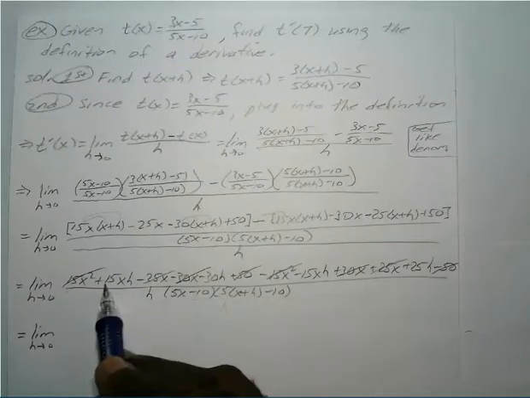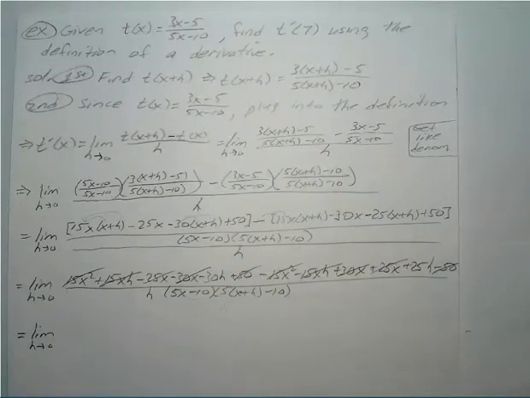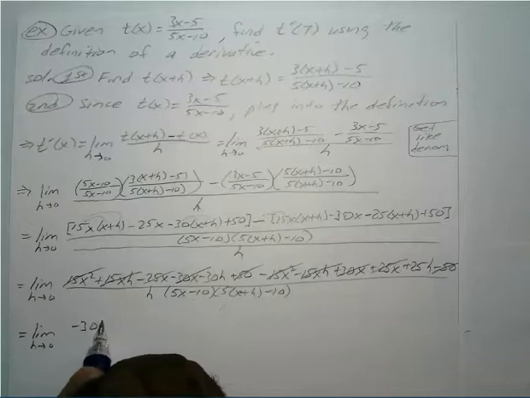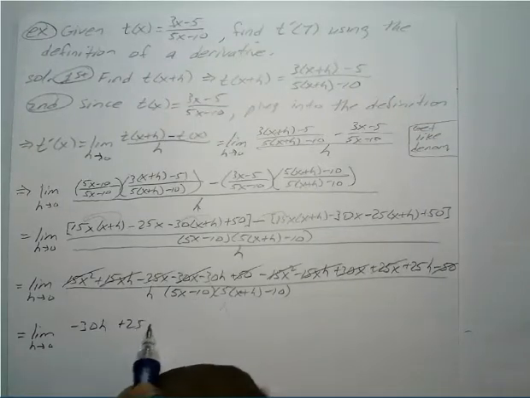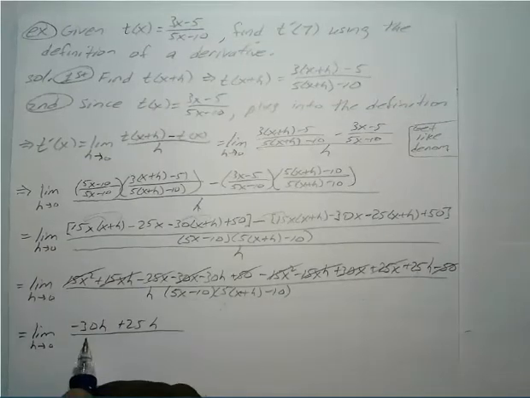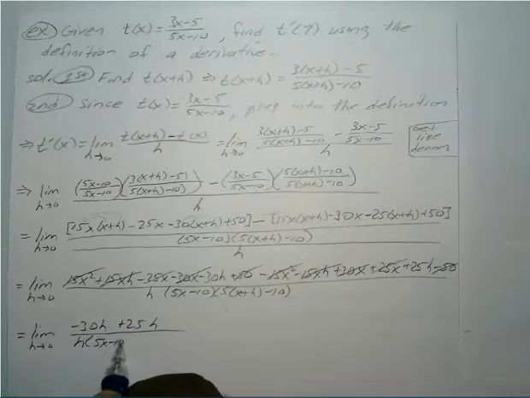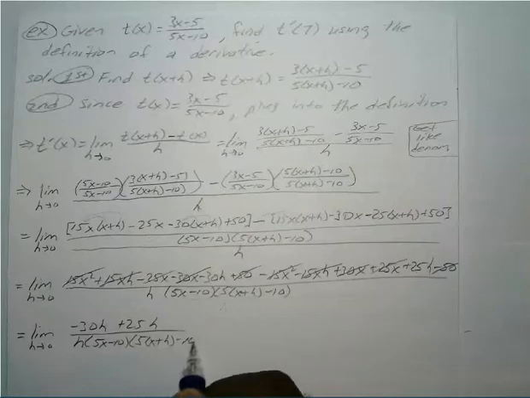Nope, I forgot the minus plus 15xh and minus 15xh. Okay, so now that is everything. So that leaves us with negative 30h. I don't know why I said squared. Plus 25h all over h times (5x minus 10)(5x plus h minus 10).